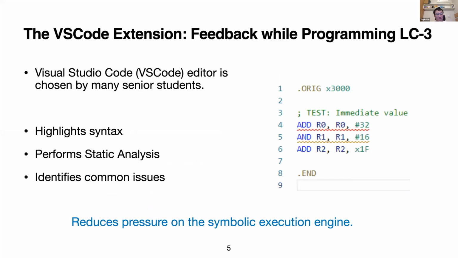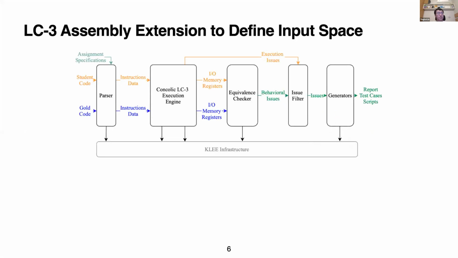For the VSCode extension, it performs static analysis when students are editing their code and detects common issues. This helps students to fix relatively simple mistakes quickly, and it also helps reduce the pressure on the symbolic execution engine, since students are less likely to submit code with simple mistakes. Now comes the core of our system, the LC3 symbolic execution engine based on KLEE.